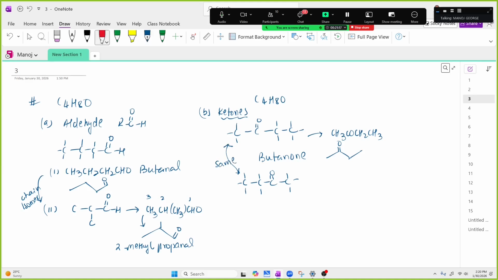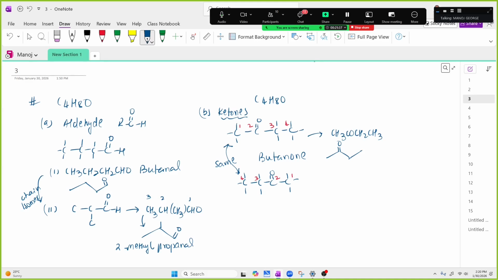Why are they the same? Because here you are numbering from left to right, and here you are numbering from right to left. Did you get it? Give me yes or no. Correct. So that means I cannot get any more ketones. So total three isomers are there, 2 aldehydes and 1 ketone.